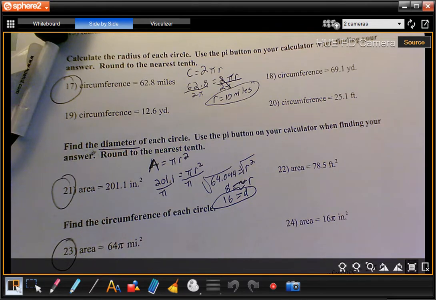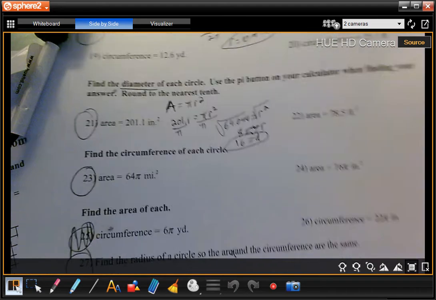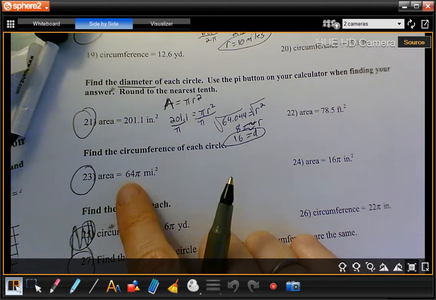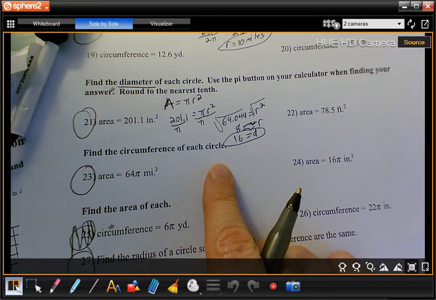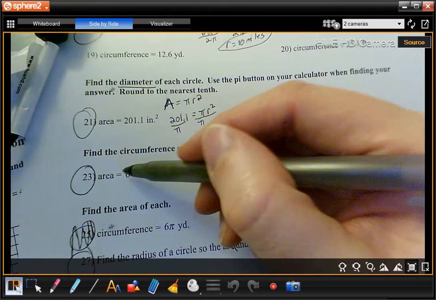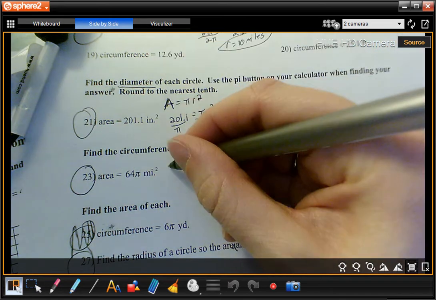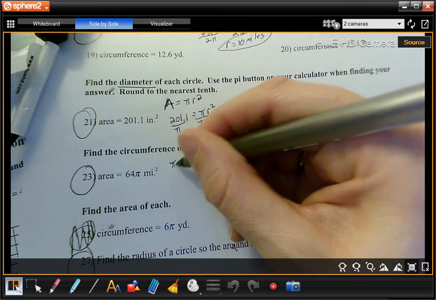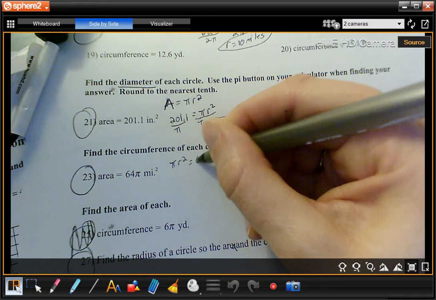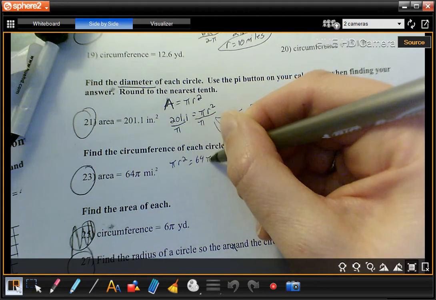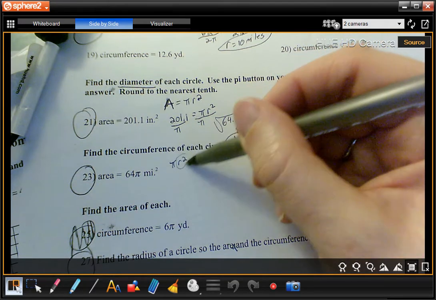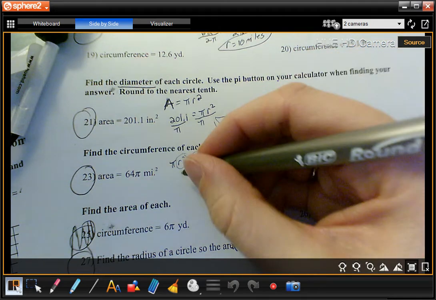Okay. All right, number 23. Find the circumference of each circle. So we have the area. We're going to have to figure out what the radius is and then plug it into the circumference formula. So if area equals 64 pi meters, we know area is pi r squared equals 64 pi. That means that r squared has to be 64.